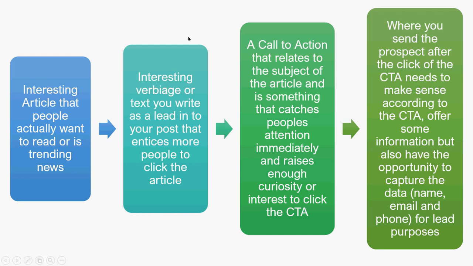So here's what you need to do. Besides what we always talk about, which is building a bigger audience on all of these platforms, because remember, more of an audience means more people are going to see your article, and the possibility of somebody clicking on that article grows as your audience grows as well. No matter what size your audience is, you've got to have an interesting article that people actually want to read or is trending news. That's one of the first real big things that you need to get good at. Interesting articles, interesting posts, trending news articles, things that people want to read.